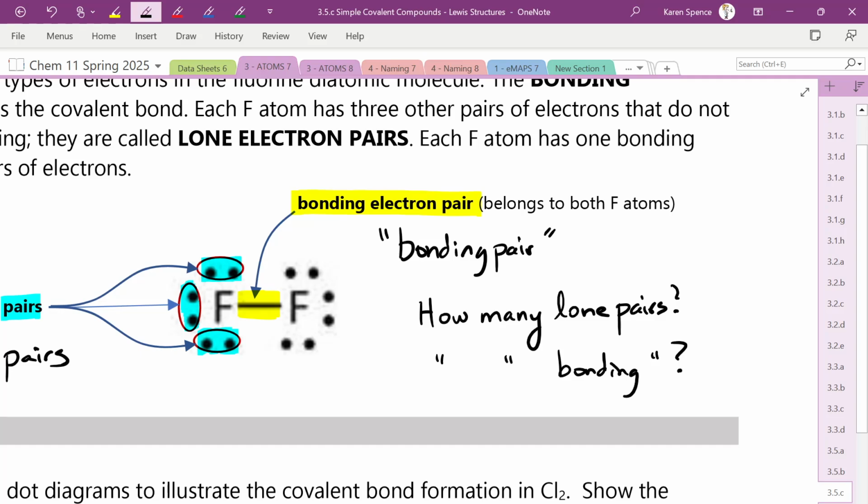How many lone pairs? Everybody? 1, 2, 3, 4, 5, 6. Oh, total. In the total structure, yeah. Okay, in the total structure, 6. How many bonding pairs? That's easy, just 1. Okay, so we have 6 lone pairs and 1 bonding pair.